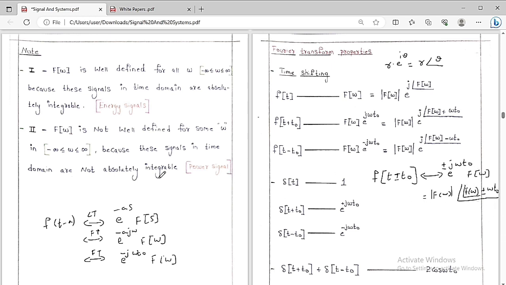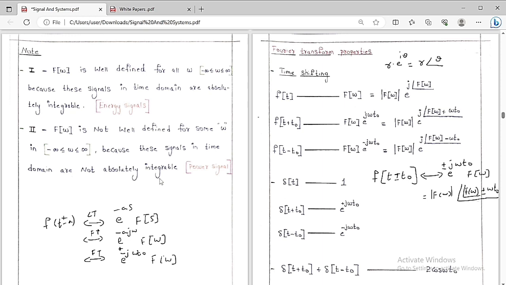So what is the general formula? Here minus, here minus. Suppose here it is plus, then here also plus. So if you remember this Laplace transform formula, then we can easily get the Fourier transform formula just by substituting s equal to j omega. Therefore, if you remember this Laplace transform formula, which is for f of t minus a, the Laplace transform is e to the power of minus a s into f of s.